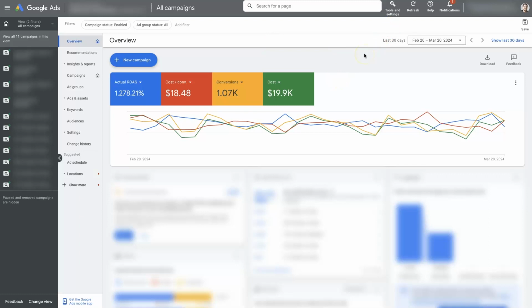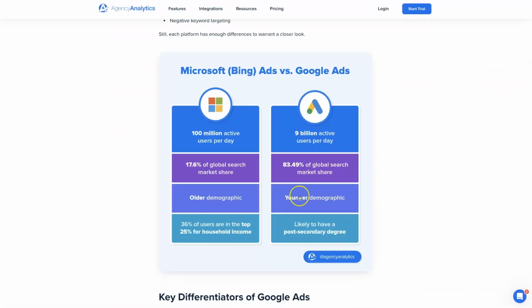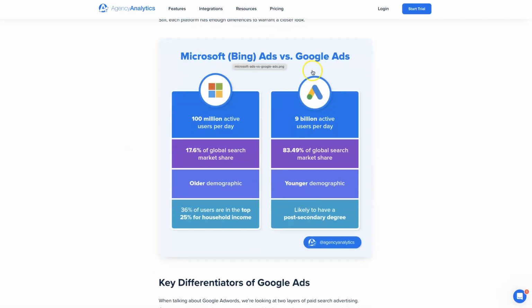Granted, the volume is much, much lower. So where we're spending $20,000 a month here, we're only spending about $1,700 a month in Microsoft Ads. Now, the other thing to keep in mind is the demographics that use these two different search engines. A majority of people in general just use Google, obviously, but it does trend toward a younger demographic. People who know how computers work and want to use the Chrome browser rather than the default browser on their Windows computer, which is a majority of the people here.